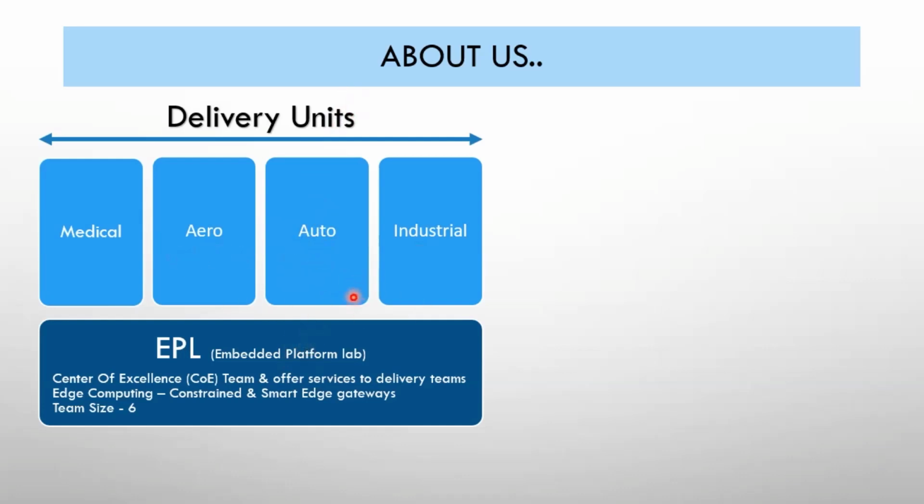Our scope in software from an edge computing perspective is limited mostly to the constrained edge gateway and the smart edge gateways. We focus mostly on embedded software like industrial protocols, Linux, RTOS, or bare metal programming, firmware programming. So these are all the areas we normally focus on. And our team size is 6 for now.